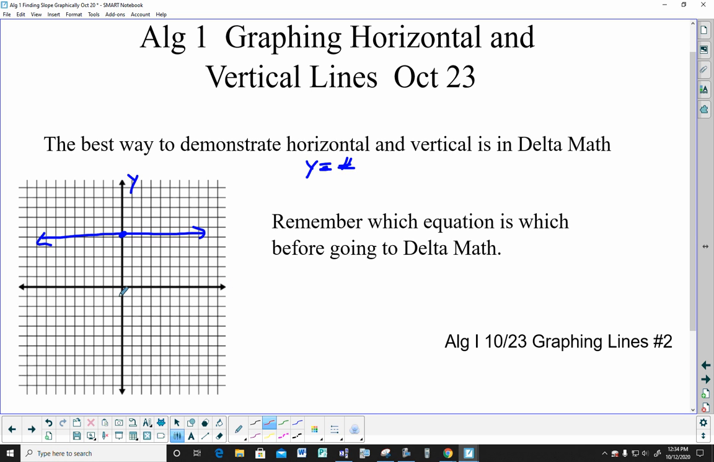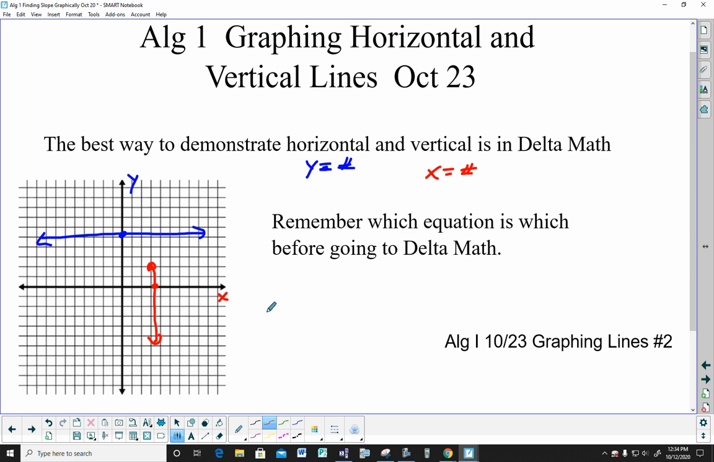Okay, what about this one? Whoops. It's not a very vertical line, but we'll run with it. This is a vertical line, and it only crosses the x. It doesn't cross the y, so it doesn't have a y. It only has an x. So a vertical line is x equals some number.